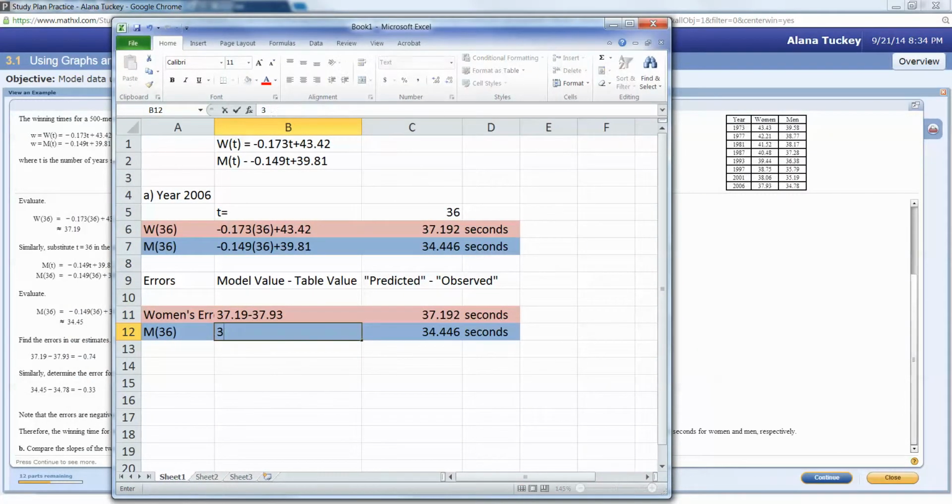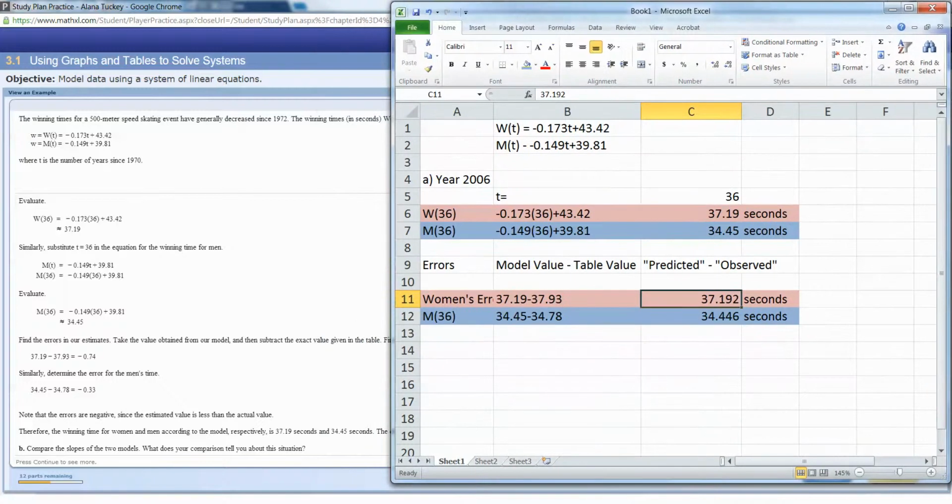37.93. And then for the men, I'll do 34.45, take away 34.78. I'm going to round to 2 decimal places because the data in the table is rounded to 2 decimal places, so I'm going to do the same. All right, so what is that? Well, you grab the calculator here.